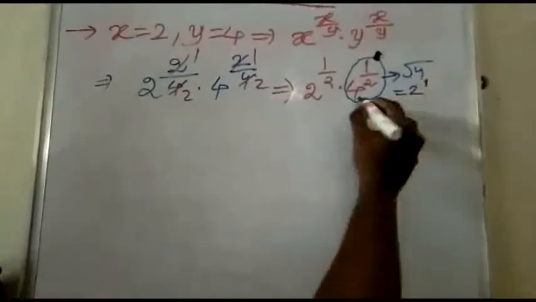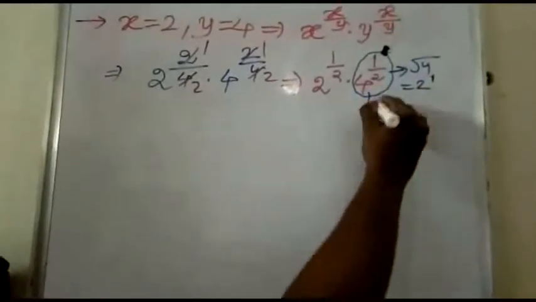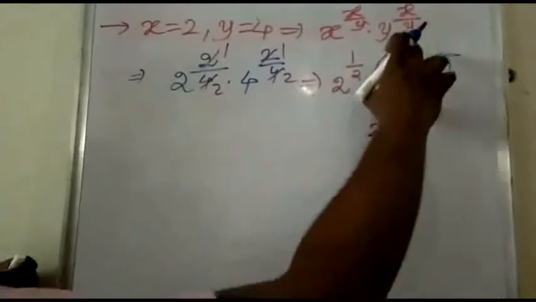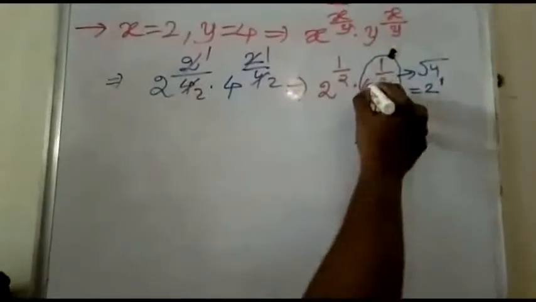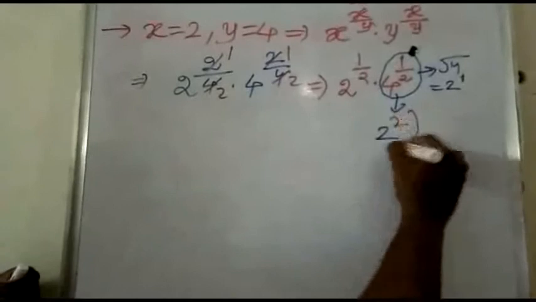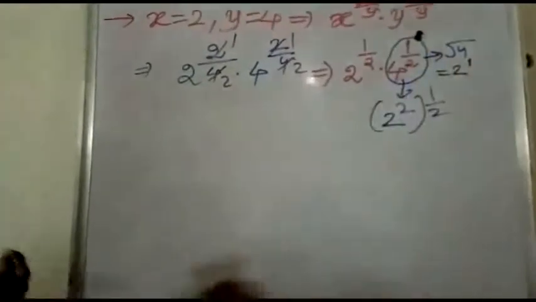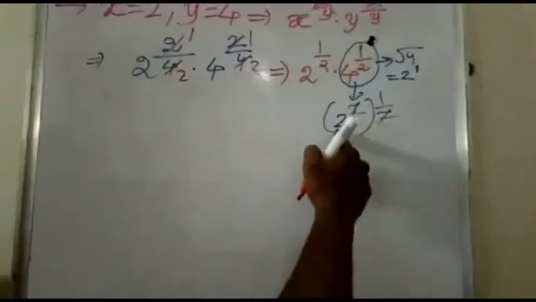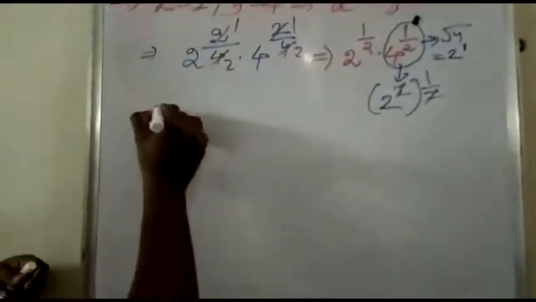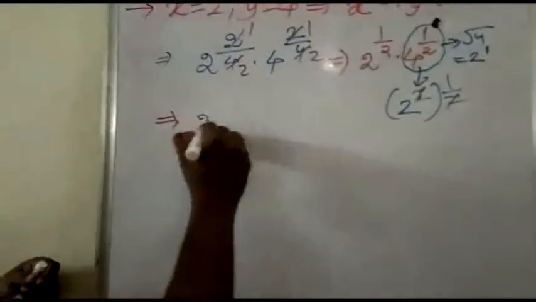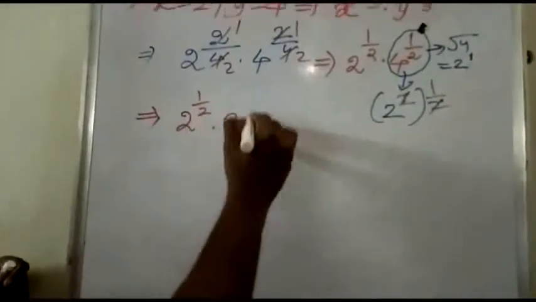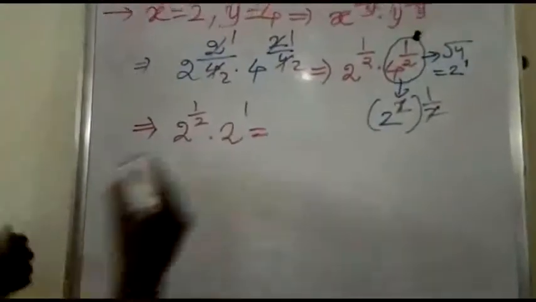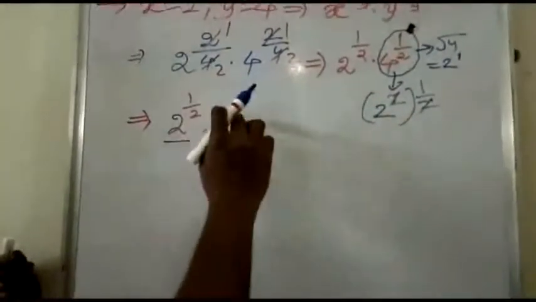Another way is writing this value 2 as 2 square, whole power 1 by 2. 2 square whole power 1 by 2 means what? The 2 will be cancelled, so 2 will remain. So what is the final numerical? 2 power 1 by 2 into 2 power 1. That means bases are equal.